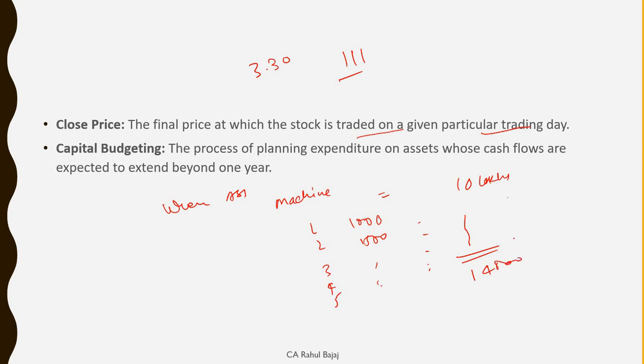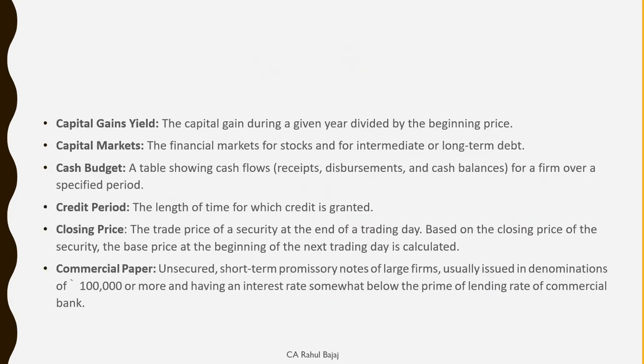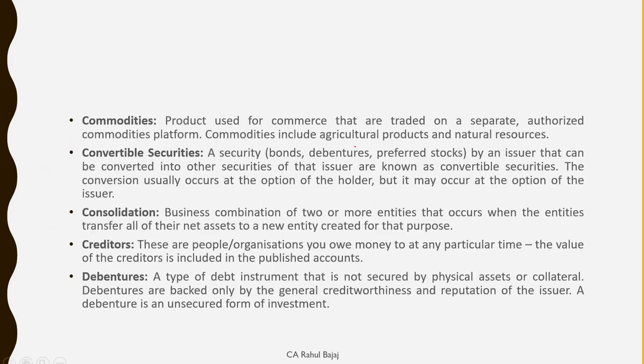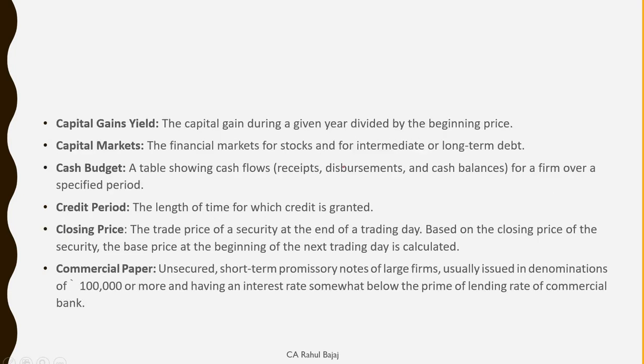So what you will do, you will discount it and compare it with your current cash flow. How will you discount it? The cost of borrowing, or whatever rate of interest or expected rate of return you want, you will take that and discount it. If it is above 10 lakh rupees, then you will go for that option. That is your capital budgeting. Capital gain yield, the capital gain during the year divided by the beginning price. So that is capital gain yield.